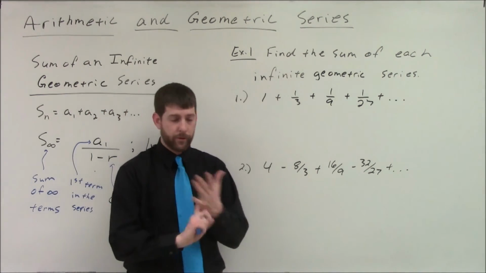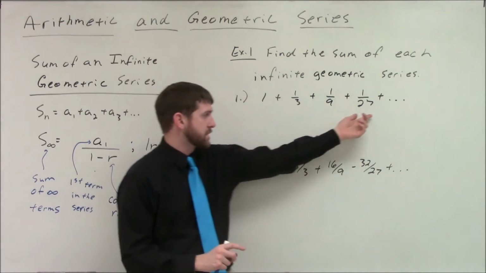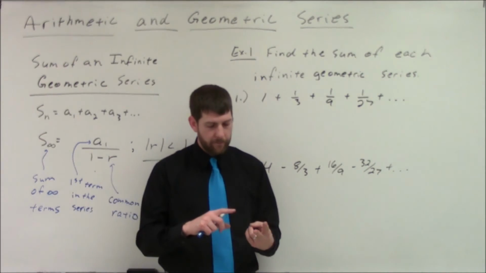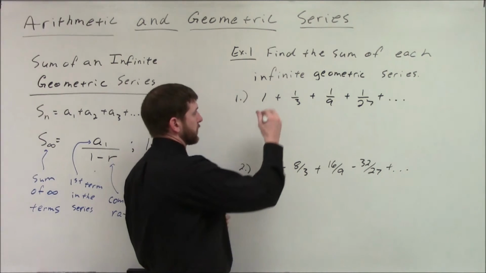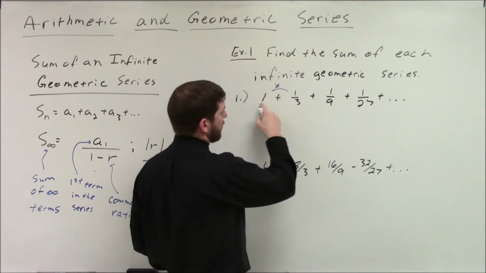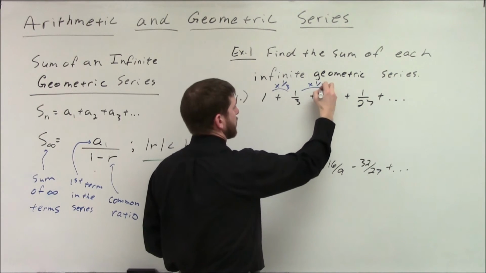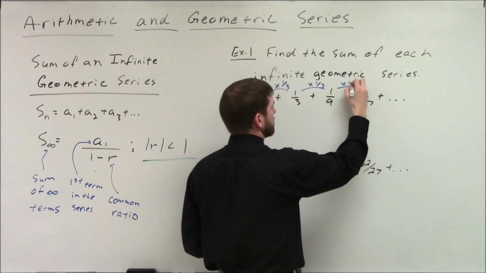So we've got to go through, first off, is it finite or infinite? Yes, it's infinite. We can see our dot, dot, dot there on the end. Okay. Is it geometric? So we want to find our pattern. What are we multiplying by? Well, 1 times 1/3 is 1/3. Times 1/3 times 1/3, so that holds up.